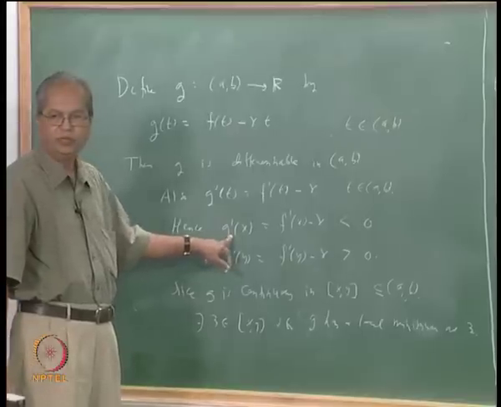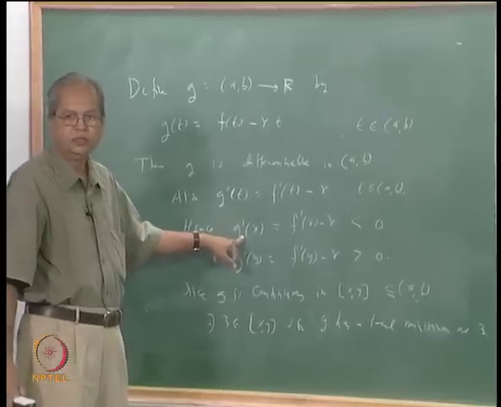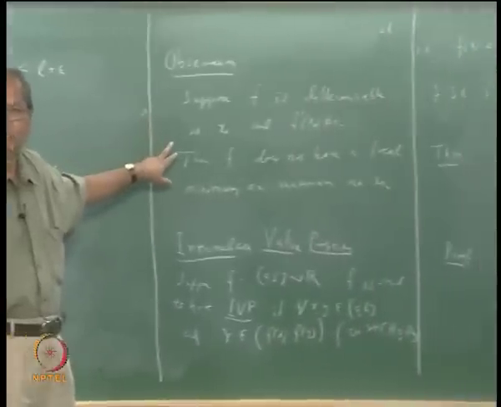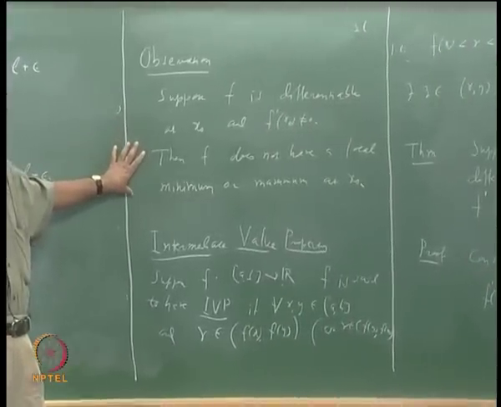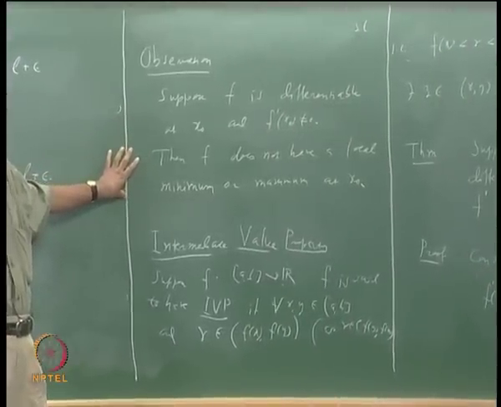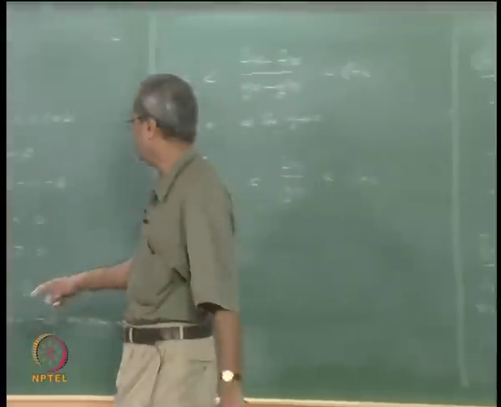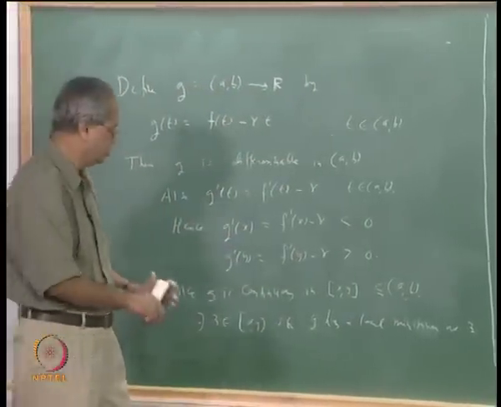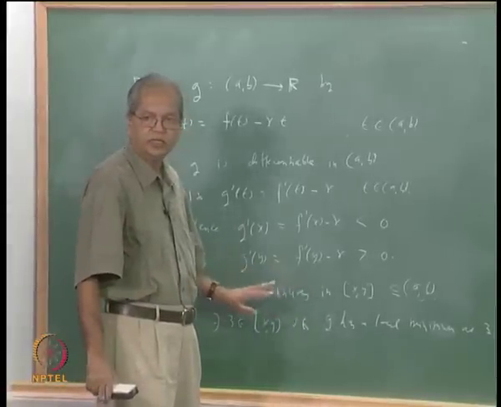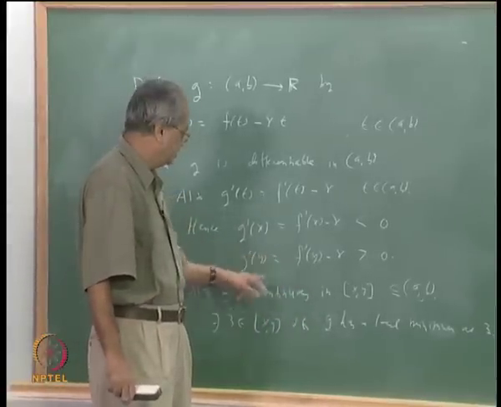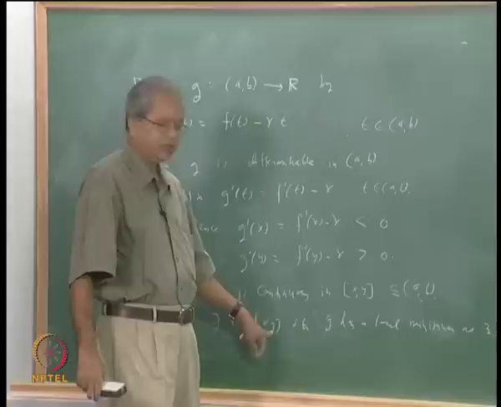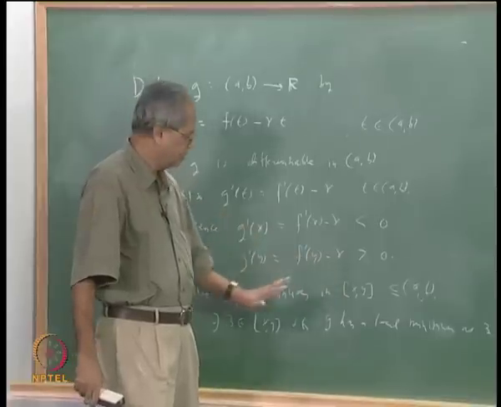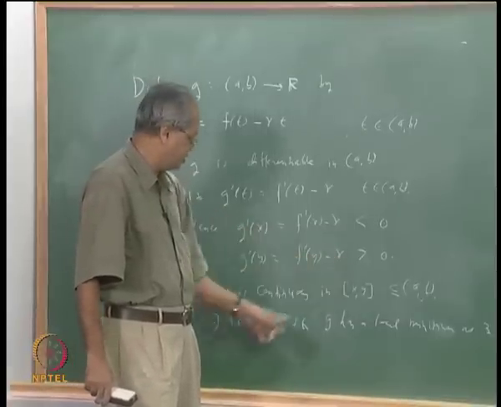Look at what we know about G prime x. G prime x is less than 0, and that is how we started with an observation. If a function is differentiable and if its derivative is not 0, then it cannot have a local maximum or a local minimum. Since G prime x is strictly less than 0, G cannot have a local minimum at x. Similarly, it cannot have a local minimum at y, because G prime y is strictly bigger than 0. So what does this mean? It means that this point Z must be an interior point.